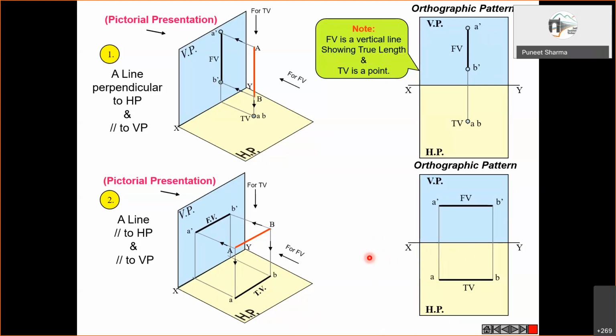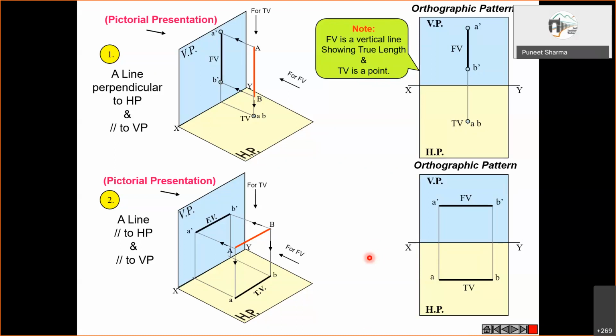I mean, how much it is in front of the vertical plane or how much above the horizontal plane it is. That will decide the distances from the XY line. That is all. But they are identical. Both are giving the true length. So here we consider the line to be either parallel or else perpendicular.